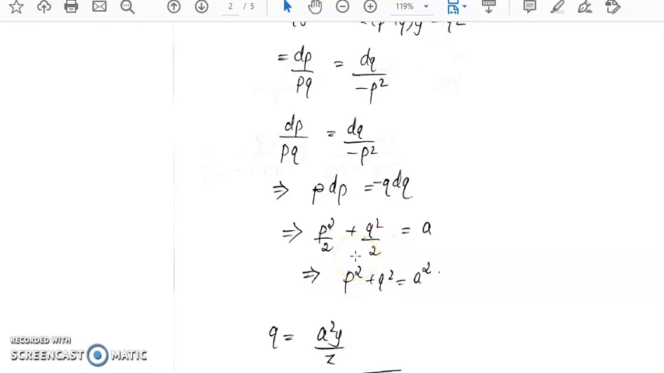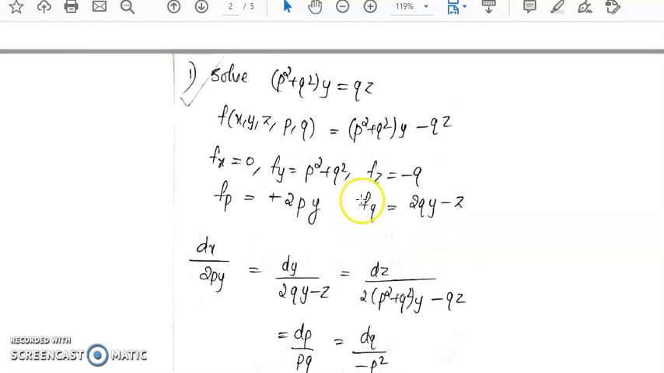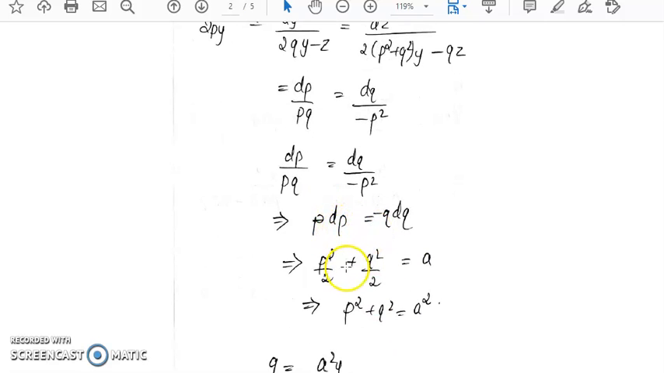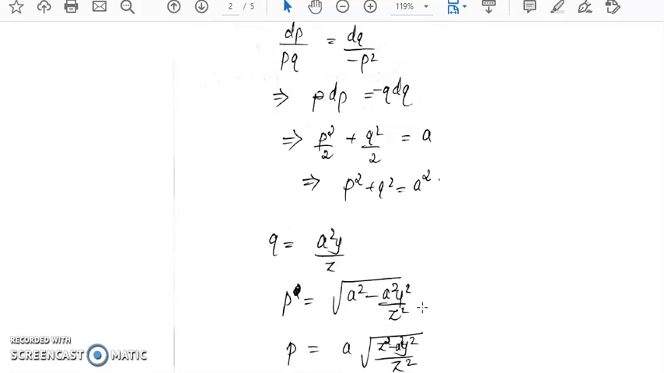Then I can substitute that in the first equation and find the value of q. So that is why we choose this. So integrating, you will get p square by 2 plus q square by 2 equal to a. So now for convenience, since it is a square, I'm taking the arbitrary constant to be a square. It is not necessary; we can put a or a square. Okay. So I'm taking here a square.